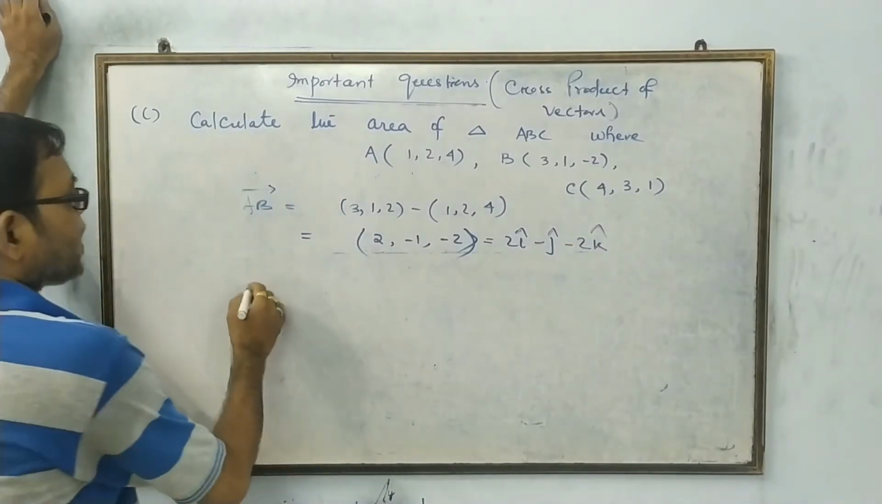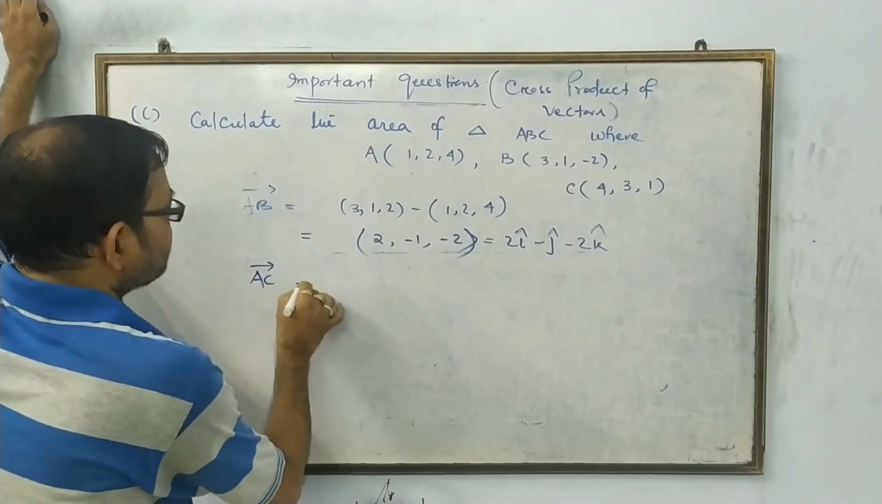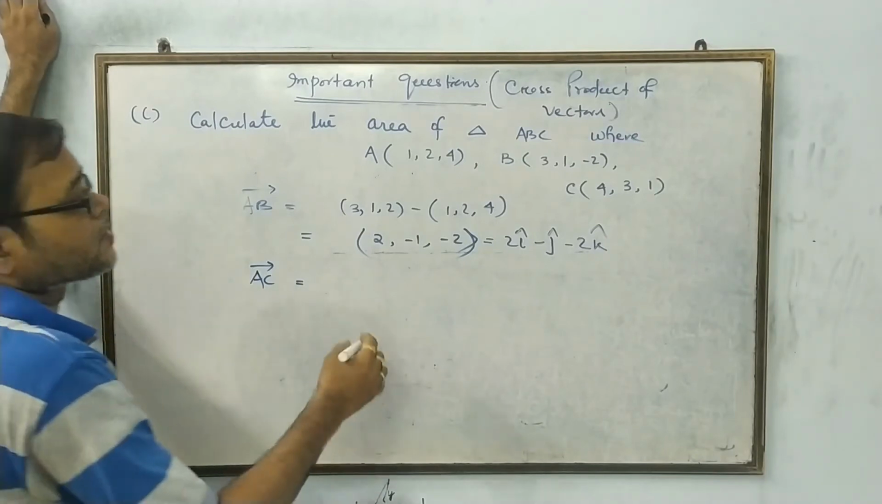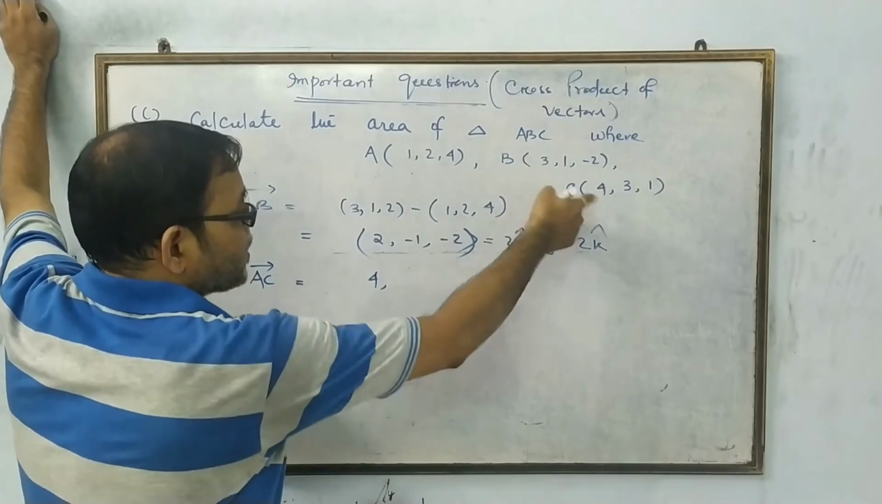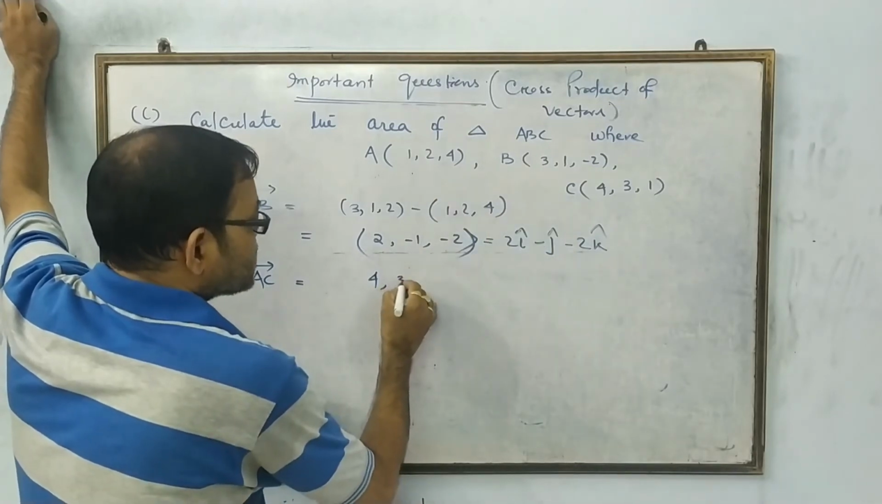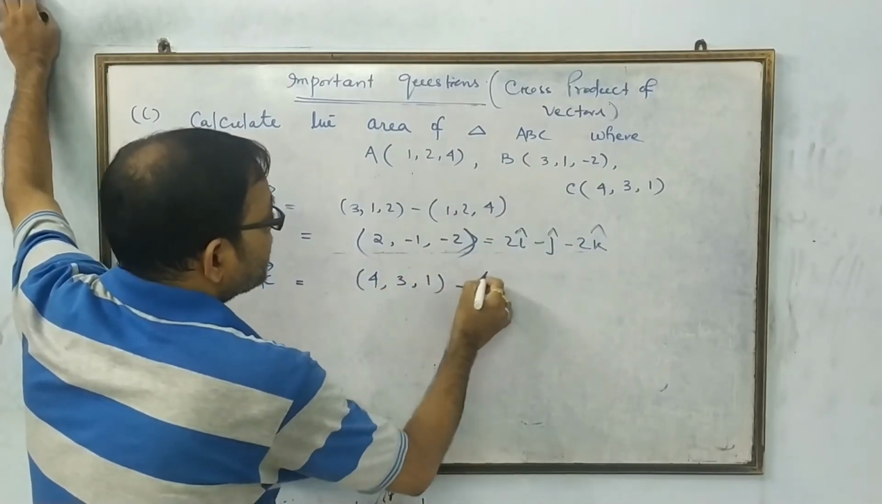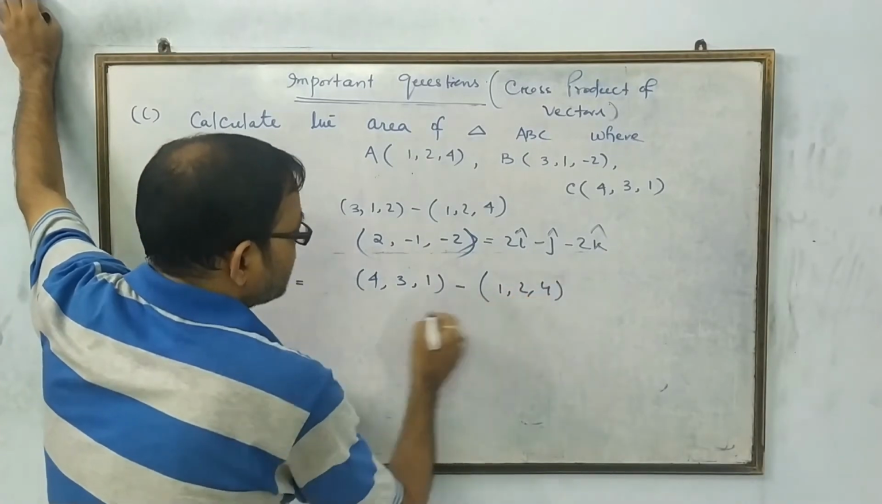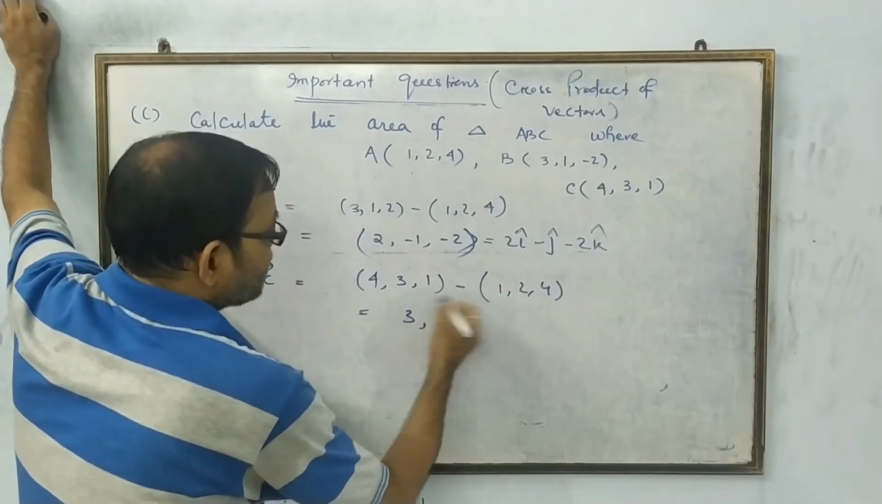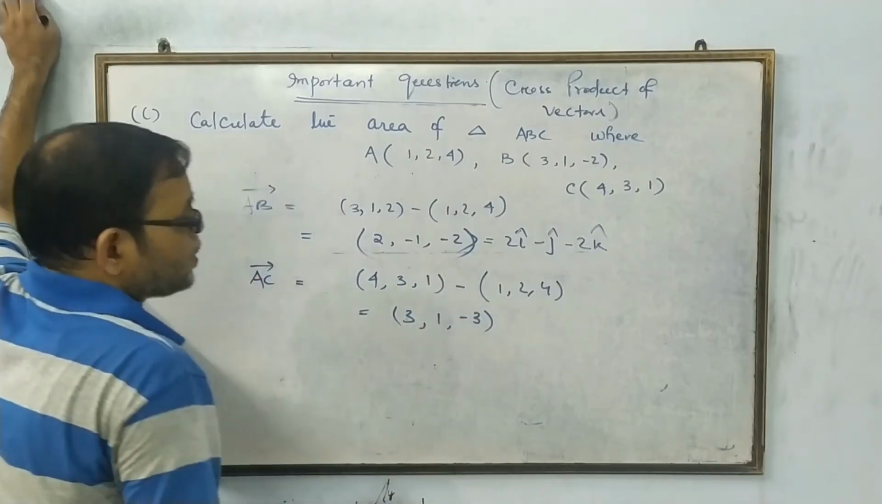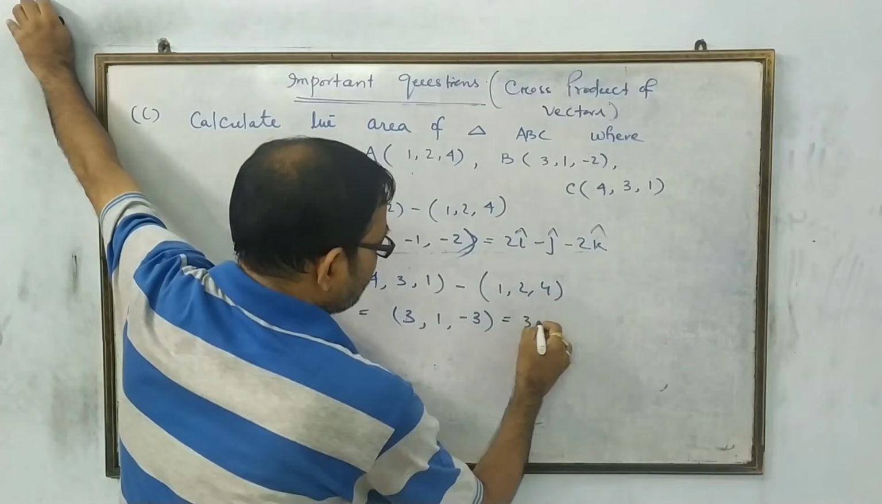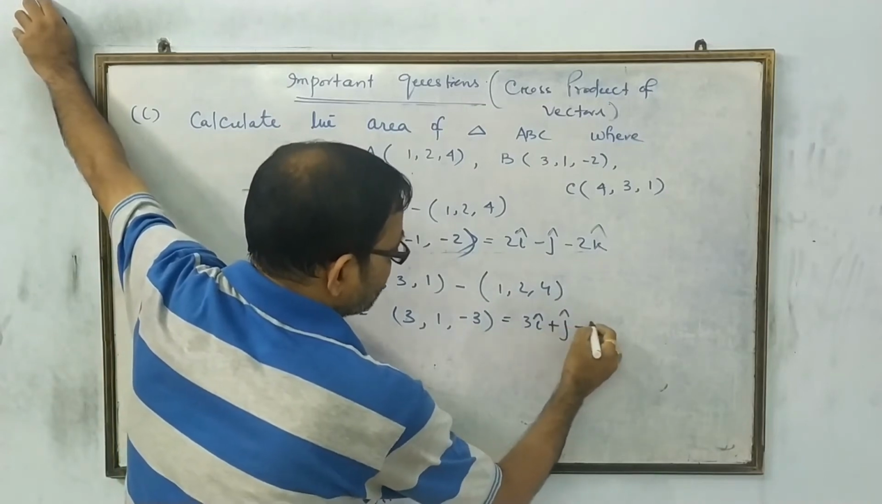Next, AC. Find AC. AC is equal to how much? I'm getting 4, 3, 1 position vector of C minus position vector of A. That is 4, 3, 1 minus, again 1, 2, 4. What is your answer? 4 minus 1, 3. 3 minus 2, 1. 1 minus 4 minus 3. So, answer is 3i plus j minus 3k.